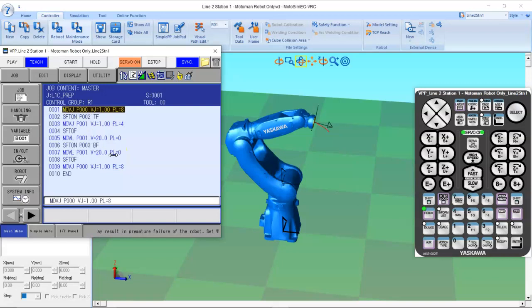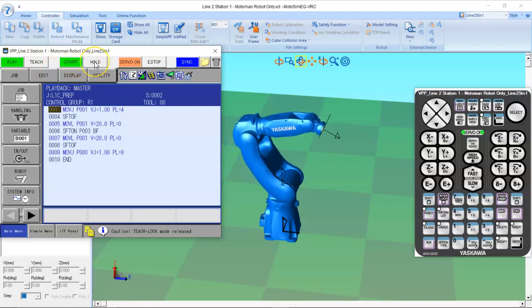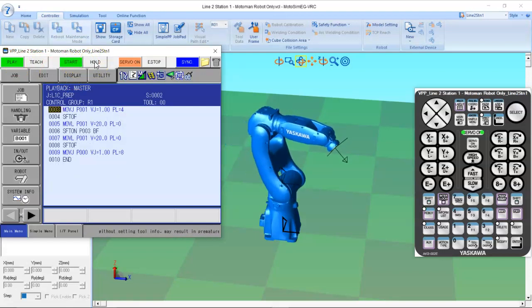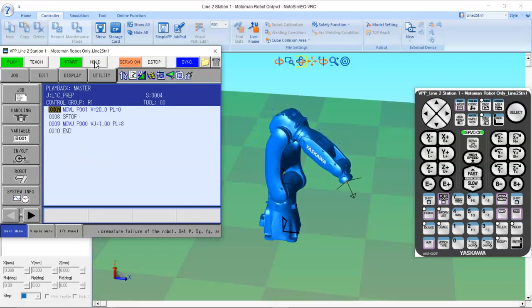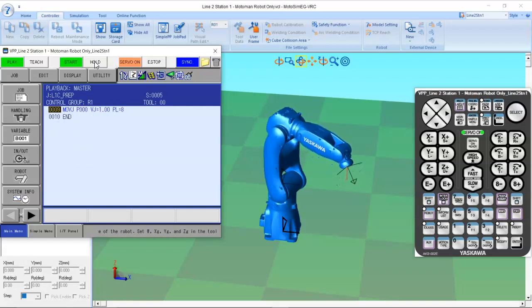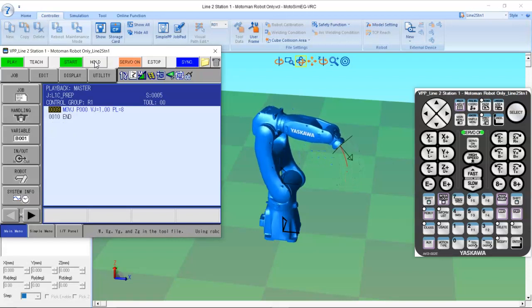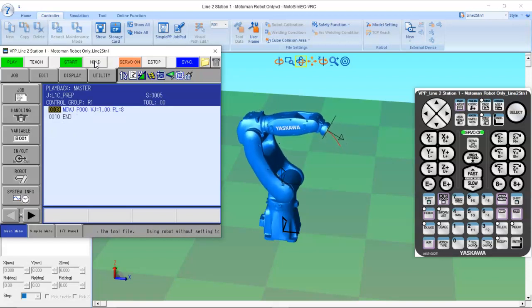So we're going to see how this works out. Play, start. In the first step it is moving to the offset position. Now it is moving from the offset to the pick position and back to the offset, and then back to the ready position again.